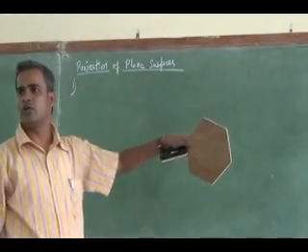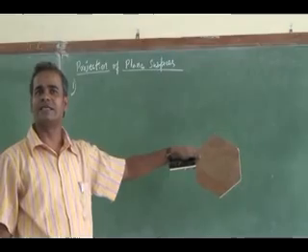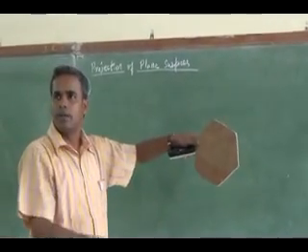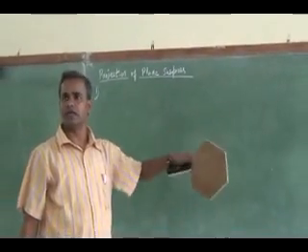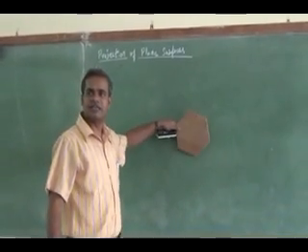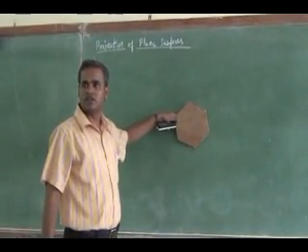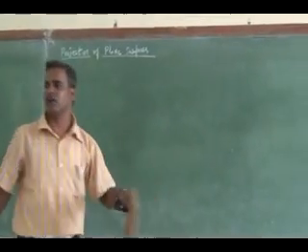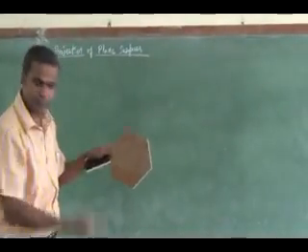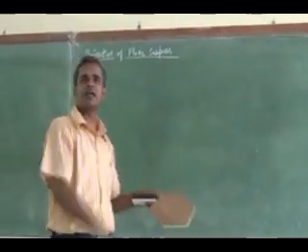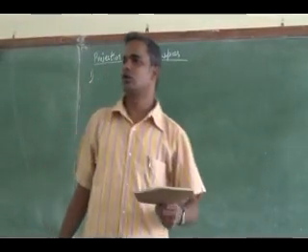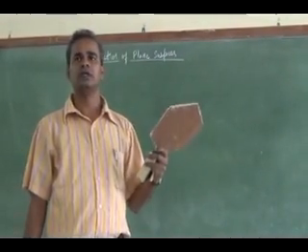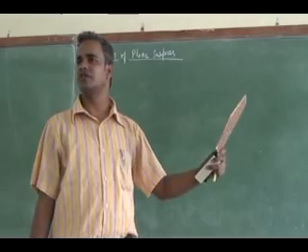Similarly, the second orientation we have seen, the plane is parallel to VP and perpendicular to HP. Since it is parallel to VP, I can see the true shape of this plane as a front view, and since it is perpendicular to HP, I can see a line on the top view. Then this orientation we have seen.